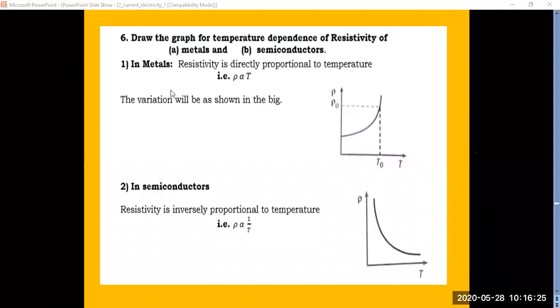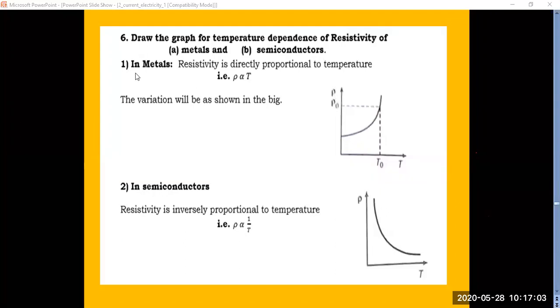So they will ask you to draw a graph for temperature dependence of resistivity in case of metals and in case of semiconductors. See, this metals term can also be replaced as conductors, because conductors and metals allow current to pass through them. Semiconductors have the properties of both metals and non-metals. So your question, if it is metals or if it is conductors, will be the same answer. So to draw a graph, x-axis will be temperature, y-axis will be your resistivity.